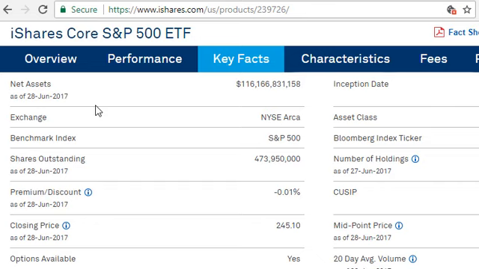Now this is only one ETF that is tracking the S&P 500. If we look at the original S&P 500 tracker fund, the Spiders, you're going to see that it's also in the hundreds of billions.